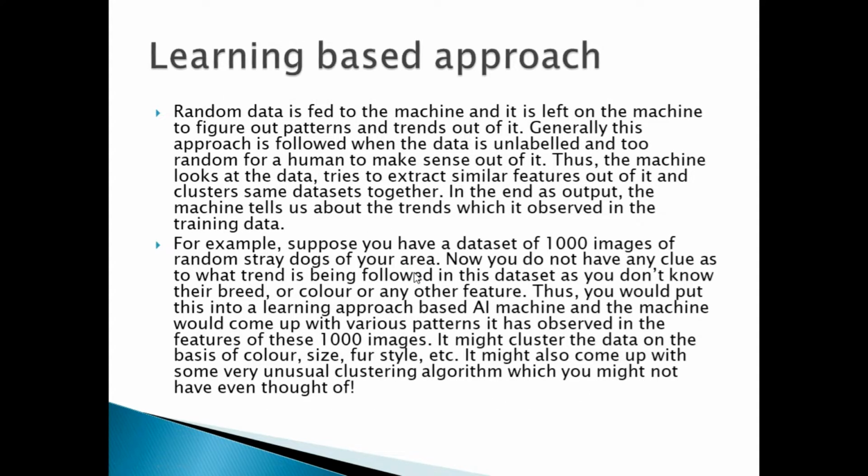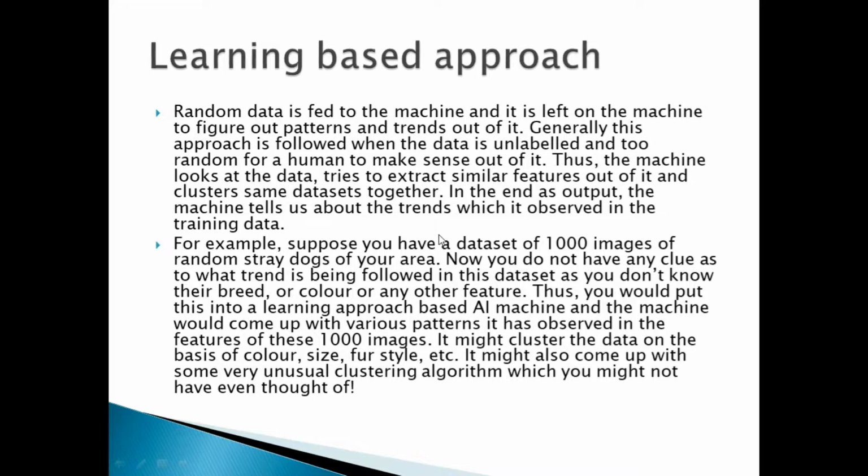Now in the learning based approach, there is no labeling that is done. Depending upon extraction of certain features, the machine will segregate. So some random data is fed to the machine and it's left to the machine to figure out patterns and trends out of it. Generally, this approach is followed when the data is unlabeled, when there is no separate category. So the machine looks at the data, extracts similar features out of it, and clusters same data sets together.